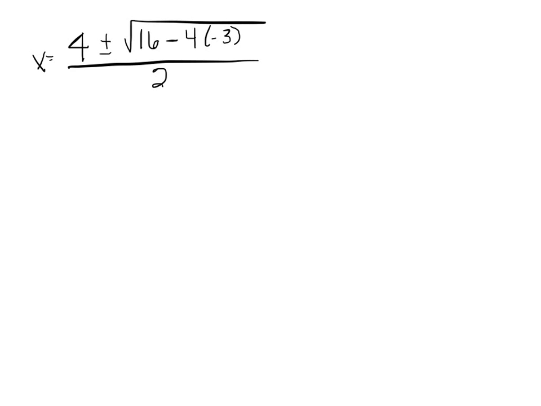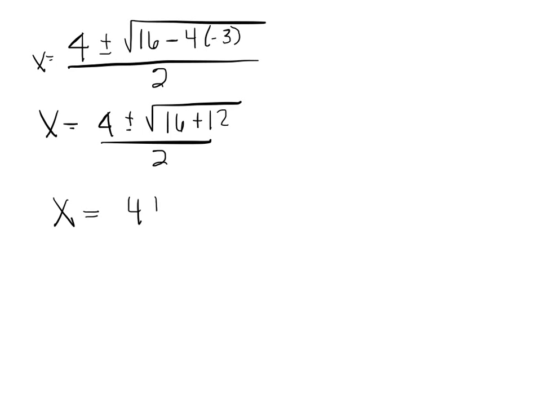Okay, so here I am still trying to find the zeros of this function. I'm using quad formula. I've got to simplify this. 4 plus or minus the square root of 16 plus 12. Two negatives make a positive, all over 2. X is equal to 4 plus or minus the square root of 28, all over 2. I've got to figure out now how to simplify the square root of 28. Please do not start canceling top and bottom yet.